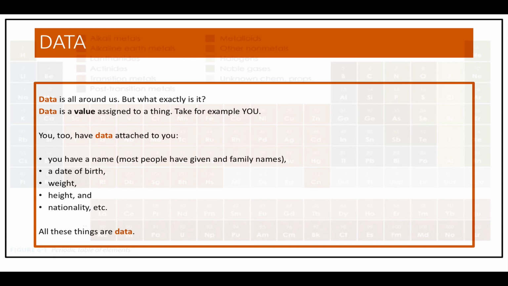Data. Everyone has a date of birth. Again, that's data. Weight, data. Height is data. Nationality is data. These are values used to describe you. You can probably think of several others, such as hair color, eye color, favorite food, favorite flavor of ice cream, chocolate's mine. All of these things are data. They're values assigned to a thing. You.